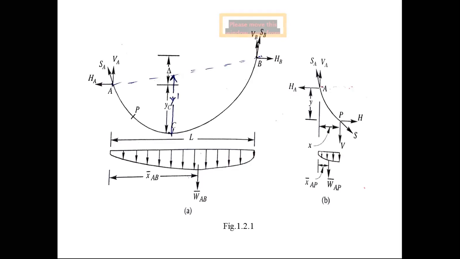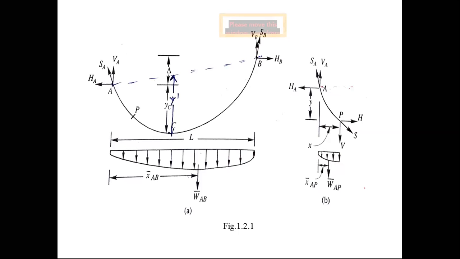So the maximum tension is given by S is equal to square root of H square plus V square. That will be followed to get the tension in the cable. So if the tension at A is greater than that at B, when does the tension become greater at a support? When the vertical reaction VA is greater than the vertical reaction at B.